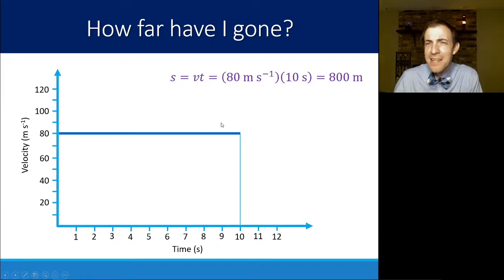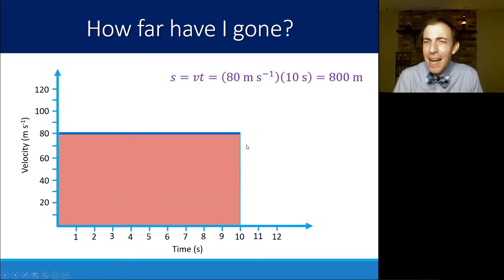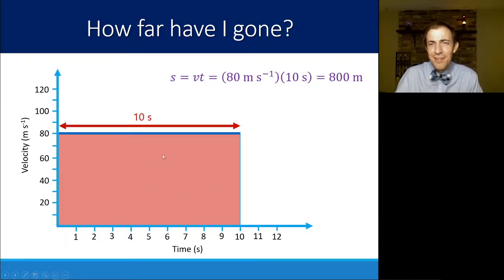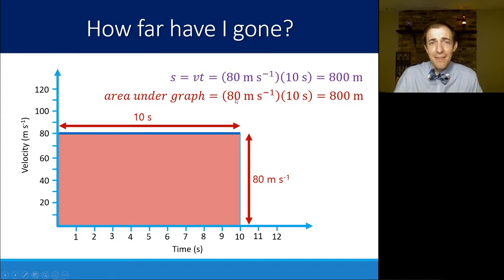We also talked about another method in the other class period, and that is you can find displacement from a velocity graph by finding the area under the curve. So here we have a base of 10 seconds, a height of 80 meters per second in this rectangle. So the area under this graph is also 80 meters per second times 10 seconds, 800 meters.